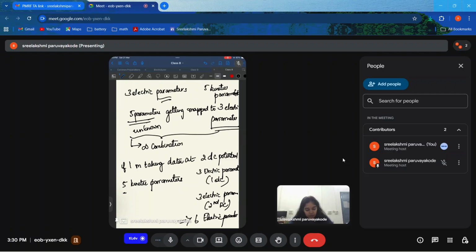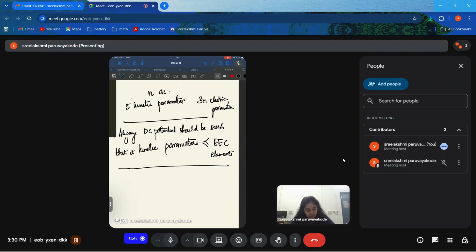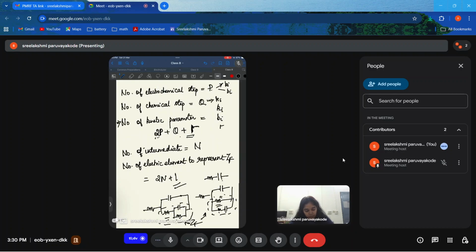So we saw that when you have model parameters greater than the number of parameters from the experiment, you will have infinite combinations. When you're taking it at different DC potentials, the electrical parameters will keep on changing, but the model parameters will not change. So your DC potentials should always be such that the kinetic parameters are less than or equal to the equivalent circuit model.